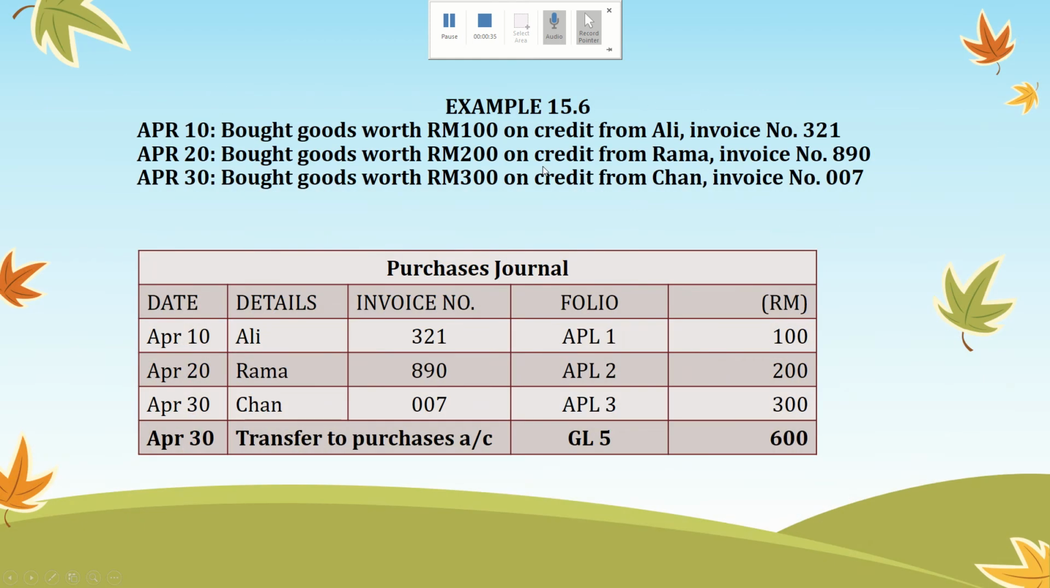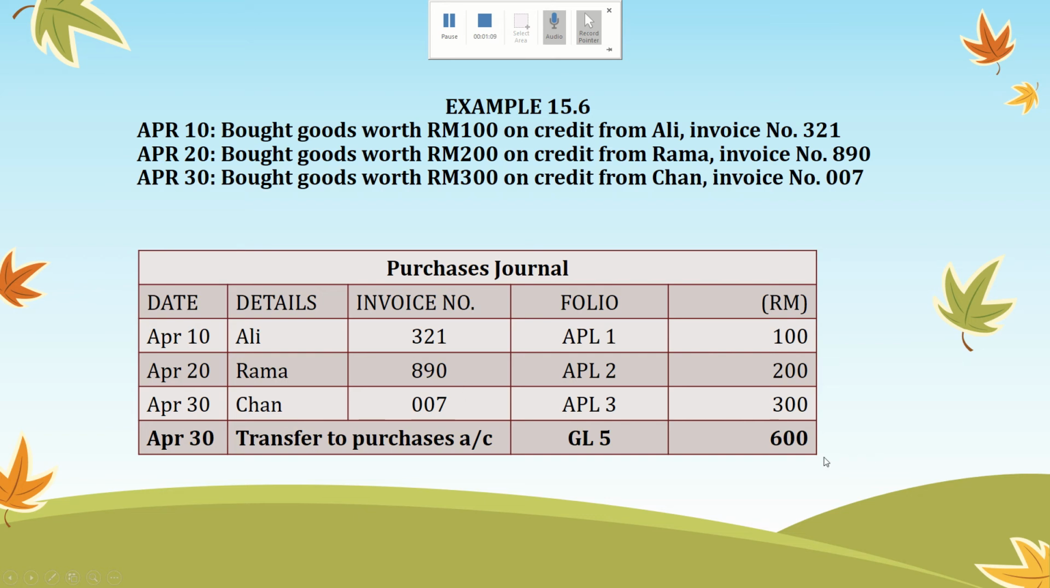These are examples of credit purchases. April 10, bought goods worth 100 ringgit on credit from Ali, invoice number 321. And then on April 20, bought goods worth 200 ringgit from Rama, invoice number 890. The amount is 200 ringgit. And on April 30, bought goods worth 300 ringgit on credit from Chan, invoice number 007.